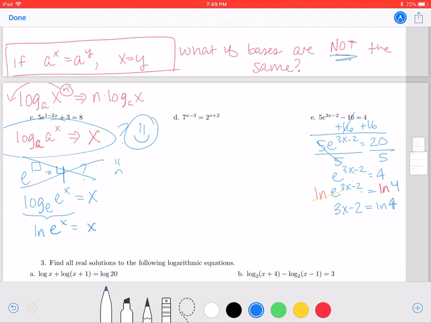So all I have to do now is get x by itself. So I'm going to add 2 to both sides. So I end up with 3x on the left, natural log of 4 plus 2 on the right. That 4 is stuck inside the log. You could put parentheses around it if you wanted to. The point is, I can't just add 4 and 2 together to get natural log of 6. It's not how it works. So the natural log of 4 stays by itself. I just add the 2 at the end.